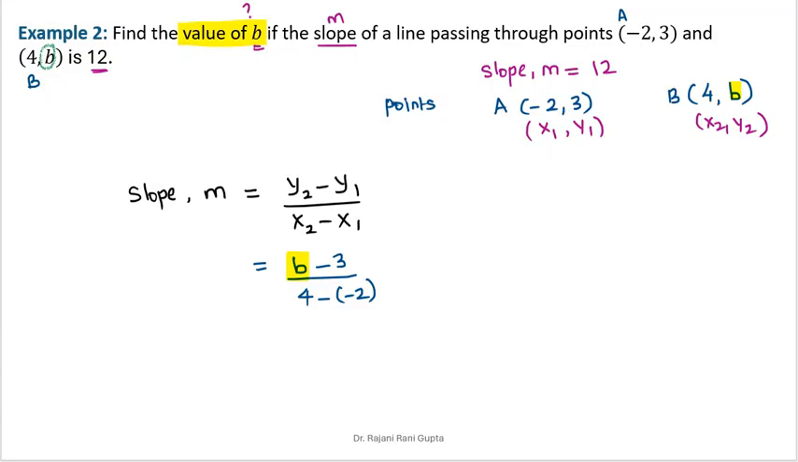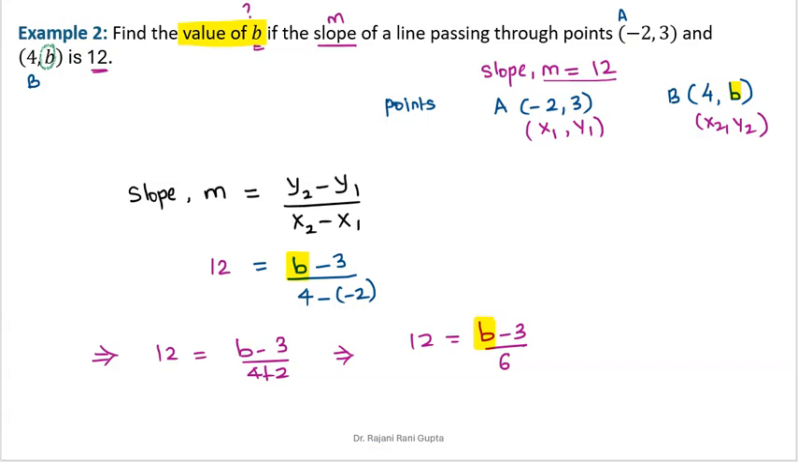So what else is given? The slope is 12. So in place of m, you will write 12. Simplifying this, what you will get? 12 equal b minus 3 over 4 plus 2. Okay, so this gives you 12 equal b minus 3 over 6. Now, what you have to find? You have to find the value of b.